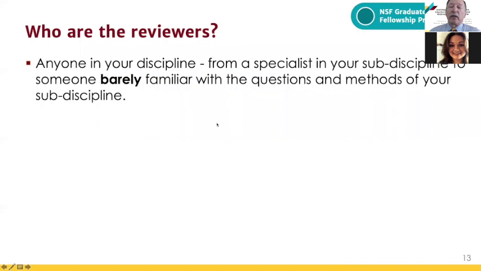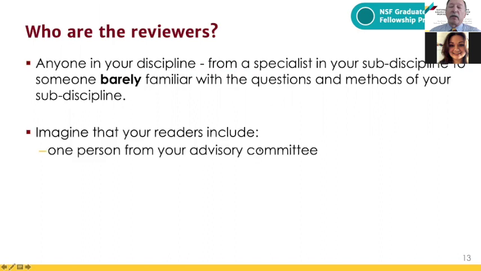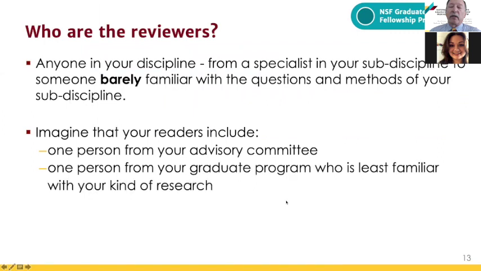I encourage you to think about it as being anybody, ranging from a specialist in your specific area to somebody in the discipline, but who really is unfamiliar with the questions and methodologies of the area you're working in. So one way to think about this is, imagine that your readers are going to include one person who's actually from your committee, so somebody who's really familiar with your area, and then a faculty member in your graduate program who's least familiar with your kind of research. That's sort of the range of reviewers you're likely to have with NSF.